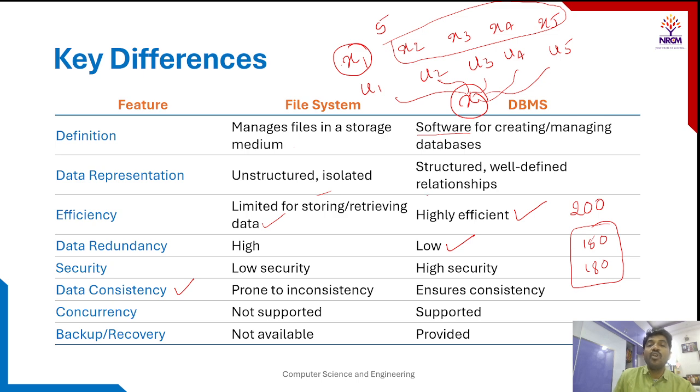Means, for example, one file is there. If you use the C language or Python language to access the file, and you open the same file with another application, it is going to show an error: the file is already being used by some application. Got it? We'll get that kind of error. But here it is going to provide concurrency, which means one file can be accessed by more than one user. That is concurrency. And backup and recovery is not available in the file system, but here it is going to provide.